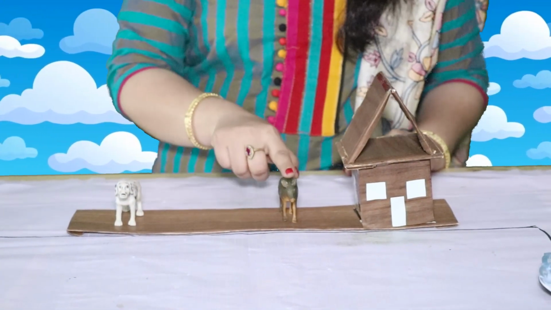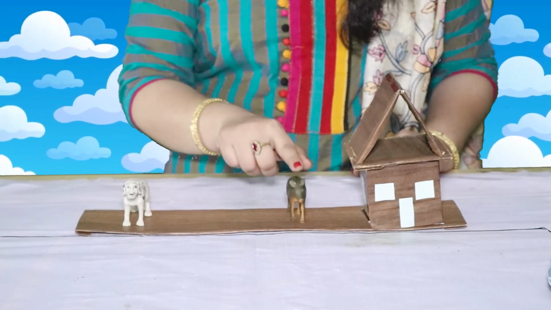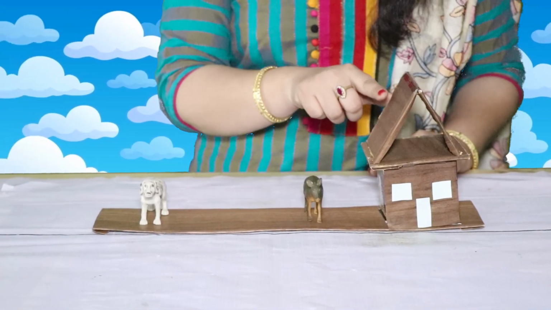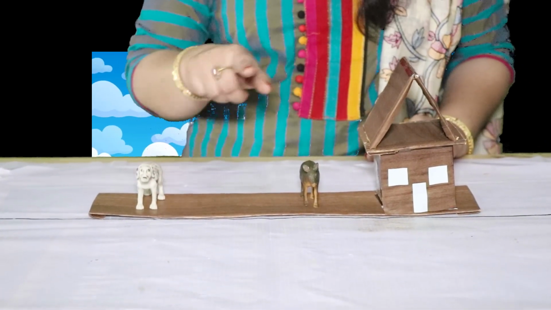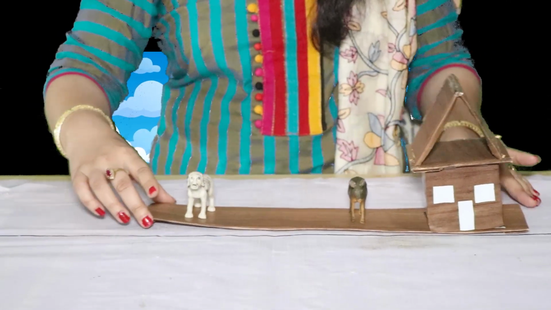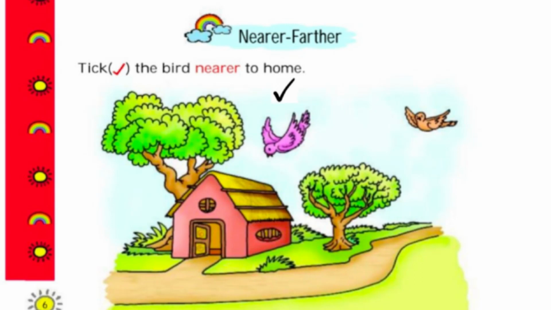For near and far, we use nearer and farther. Let's see with the example. There are two animals, horse and the dog. The horse is nearer to the house and the dog is farther from the house. Let's see in the textbook, page number 6.